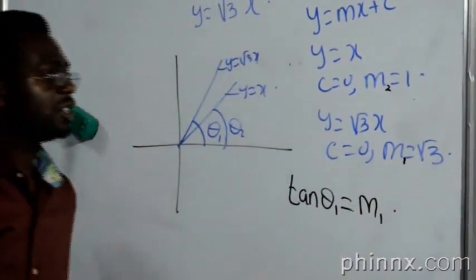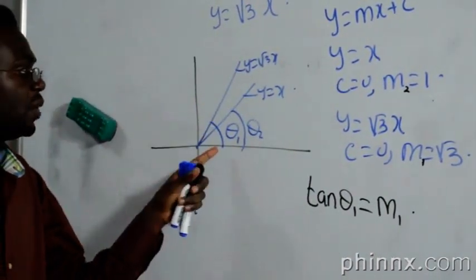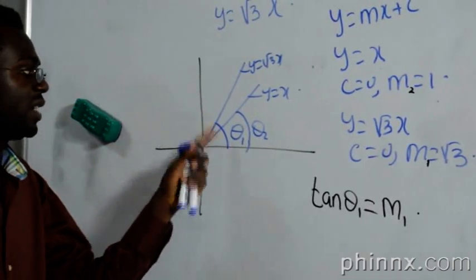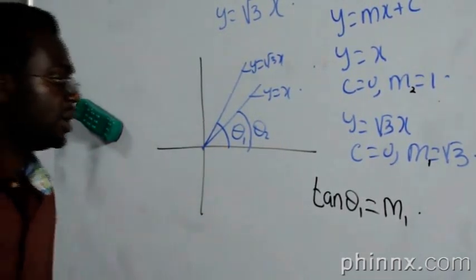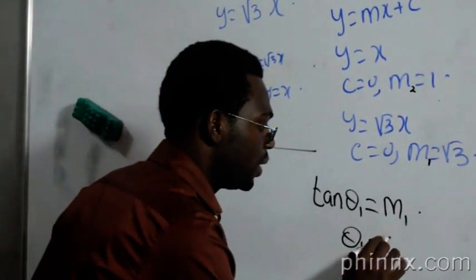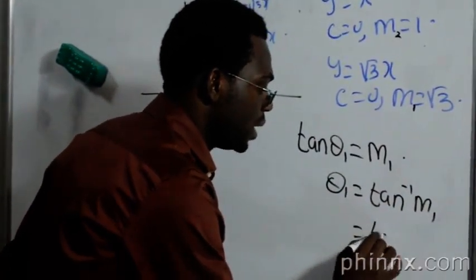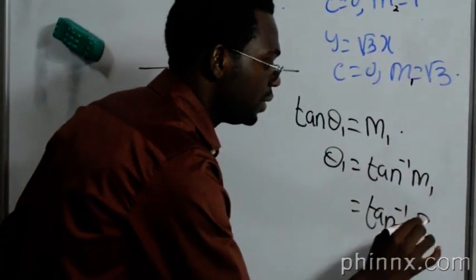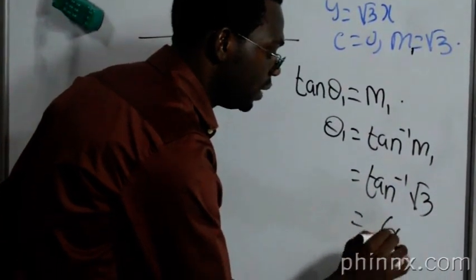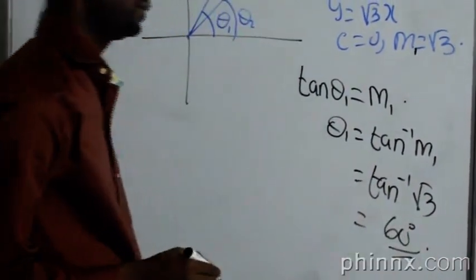So tan theta 1 is equal to m1. The slope of this line is the tangent of the angle it makes with the positive x-axis. So theta 1 is the tan inverse of m1. What is m1? This is the tan inverse of the square root of 3, which gives us 60 degrees.